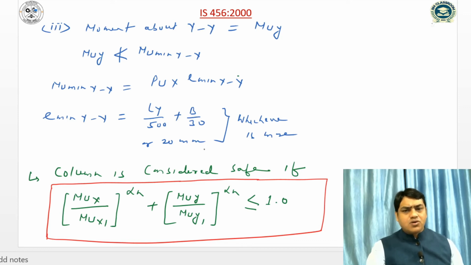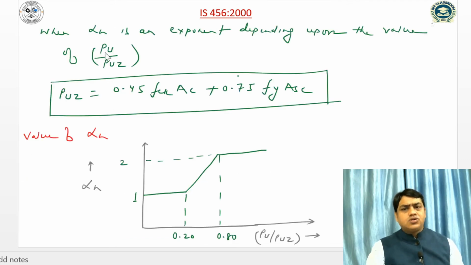So in this case, when a column is subjected to axial loading and biaxial bending, the column is considered safe if (Mux/Mux1)^αn + (Muy/Muy1)^αn is less than or equal to 1. Now what is αn? αn is an exponent that depends on the ratio of Pu by Puz. An expression of Puz, as I told you, is 0.45 fck Ac + 0.75 Asc.